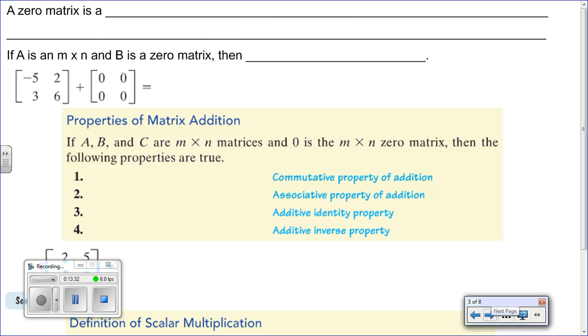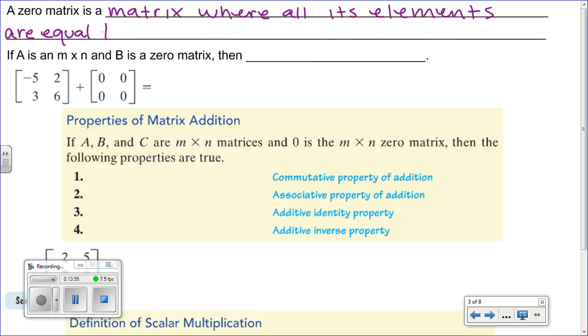So a zero matrix is a matrix where all its elements are equal to 0.